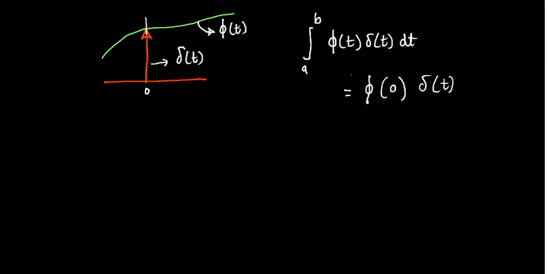So this is the property, but of course, now I have defined a and b. A and b should include 0. So this is valid only if A is less than 0, less than b. Otherwise, it is 0, right?